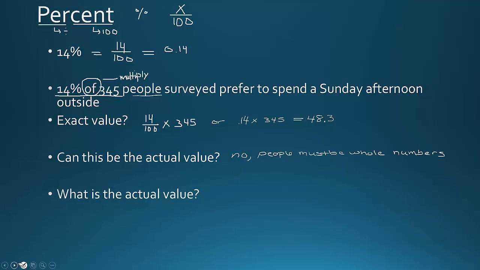So what is the actual number? Well, we follow the normal rules of rounding. So if I want to round to a whole number, I look at this next digit. If it is a 0, 1, 2, 3, or 4, I'm going to round down. They are closer to 48. If it is a 5 or higher, I will round up, because those values would make this closer to 49. So in this case, the actual value would be 48 people.